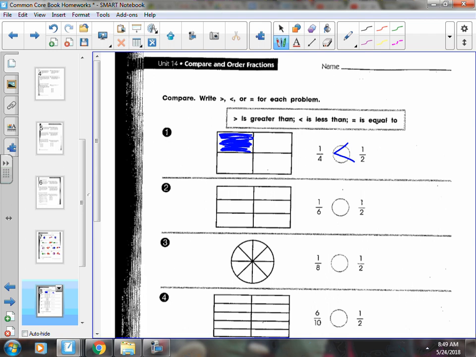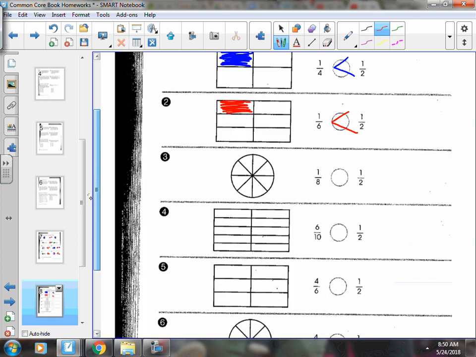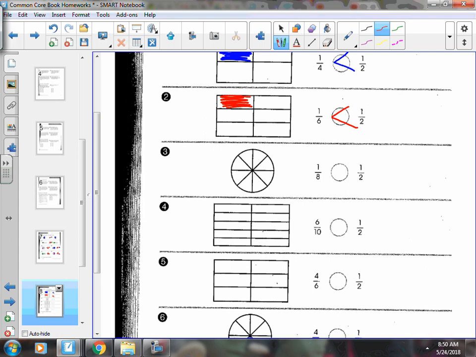Number 2, 1/6. 1/6, that is not half the picture. 1/6 is also less than 1/2. The third one, 1/8. That is definitely not 1/2, right? That's way less than half the picture.